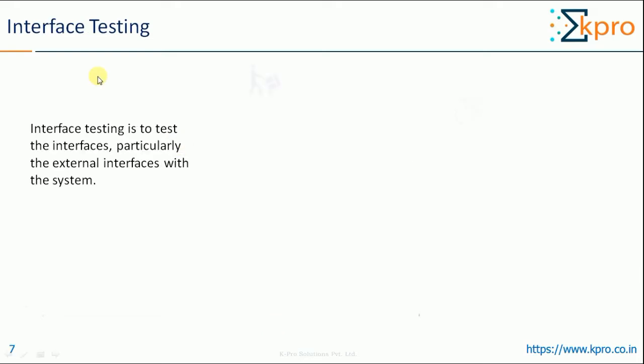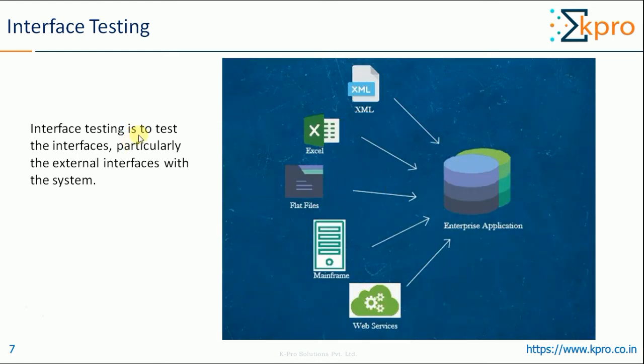Let us see the next level, that is interface testing. Interface testing is to test the interfaces, particularly the external interfaces with the system. Consider enterprise application which gets the data from different sources, say XML files, Excel files, flat files, mainframe system, web services. Obviously, the data type of this data would be different from one another.